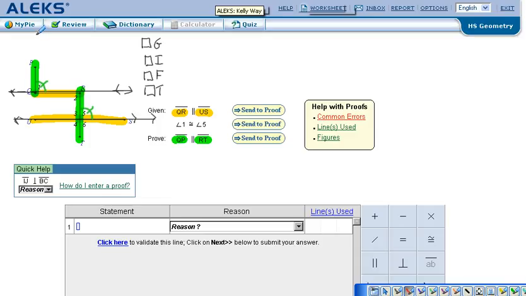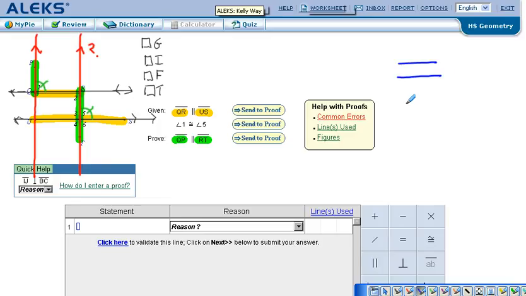Now, there's 4 ways to prove lines parallel. Even though they look parallel, we have to prove it. So I'm going to put a little parallel symbol with a question mark so that you know that's what we're trying to prove. There are 4 ways to prove lines are parallel. Let me draw those 4 ways.